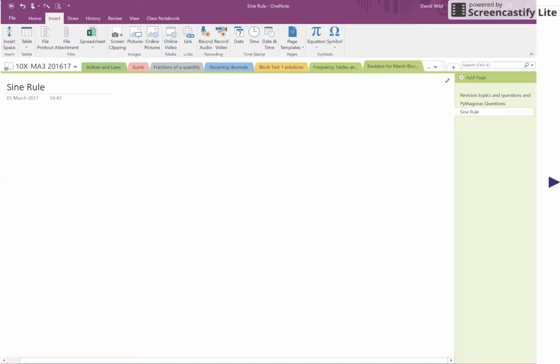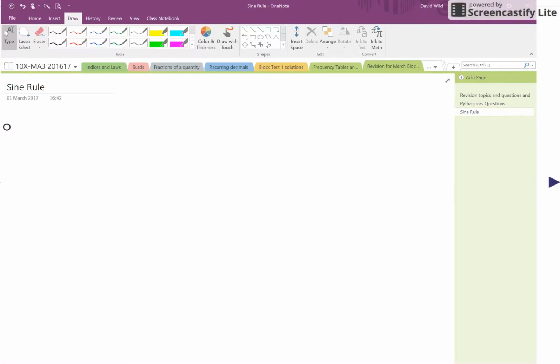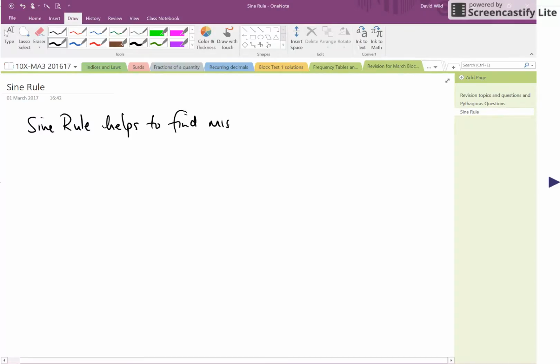Okay, here we're going to look at questions on the sine rule. So first of all, what is the sine rule? Well, the sine rule enables you to find missing sides and angles. So the sine rule helps to find missing sides and angles of non-right angle triangles.